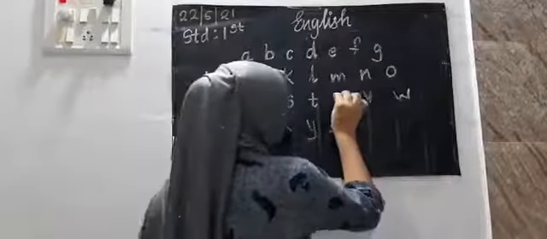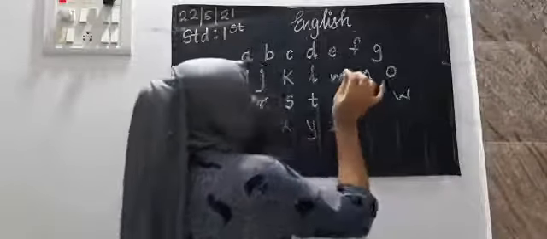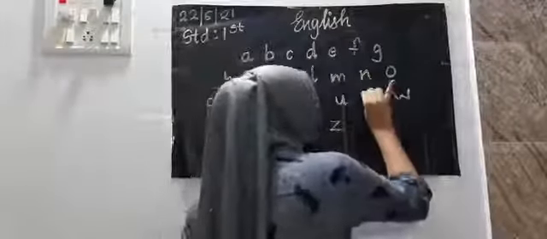T for tap. Our next alphabet is small u. U for umbrella. Our next alphabet is small v. V for van. Our next alphabet is small w.